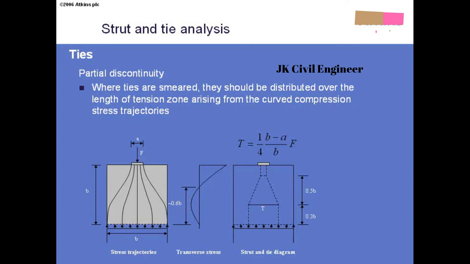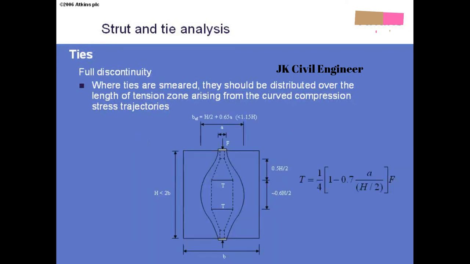And in this particular situation, the Eurocode actually gives it a name. It calls it a partial discontinuity, and there's a formula there. It's pretty simple, not difficult to derive from the diagram, but it gives you a formula for what the tension is, and that's basically the expression you'd use for sizing your bursting steel in a primary prism.